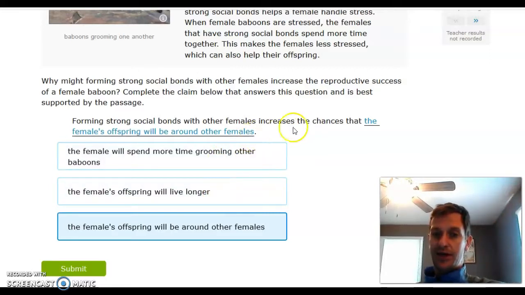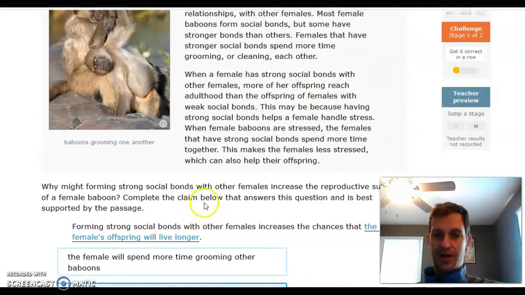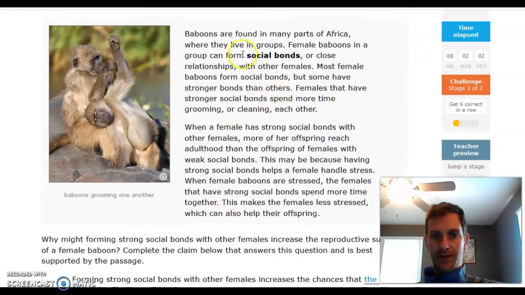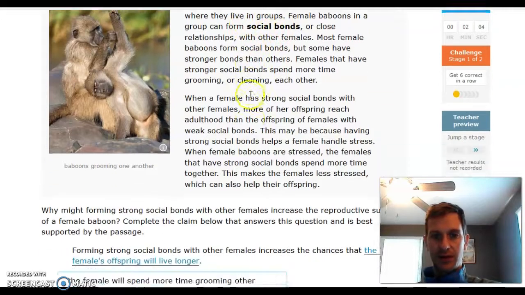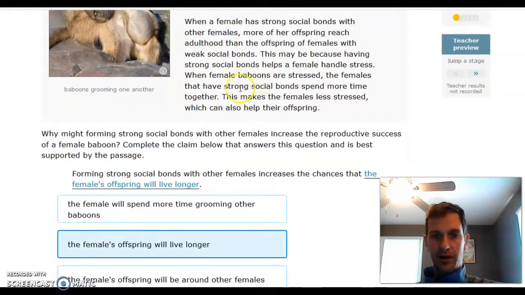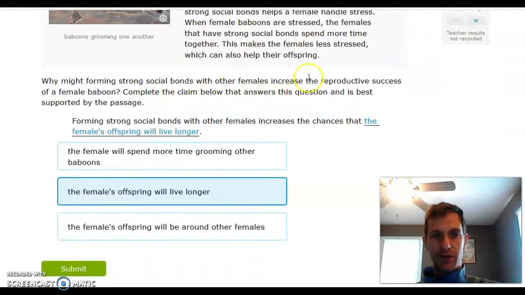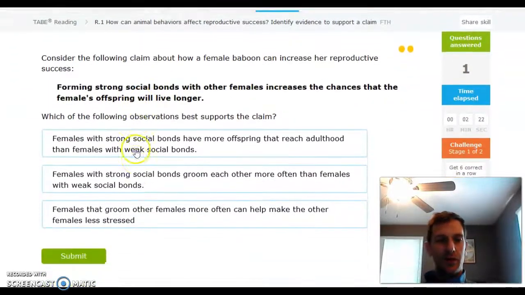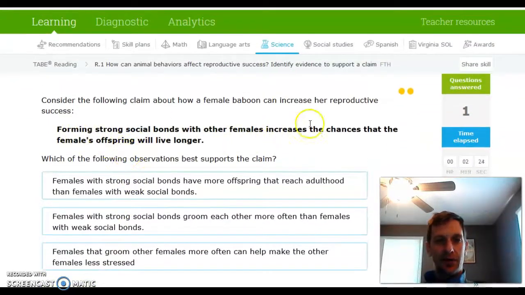Does that increase the chances? No. It increases the chances they'll live longer. Why is that? Because forming social bonds helps them live longer. They're less stressed, help their offspring, and can handle stress more. It increases the reproductive success of a female baboon. Boom. All right. Specifically, why? Increases the chance female offspring will live longer.